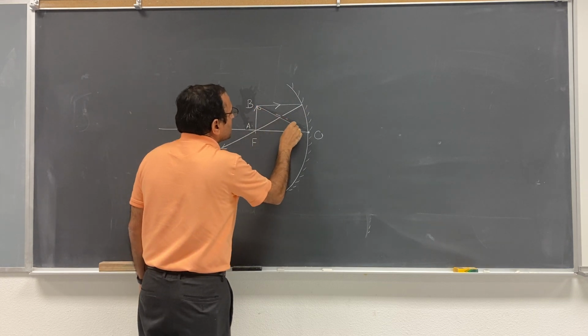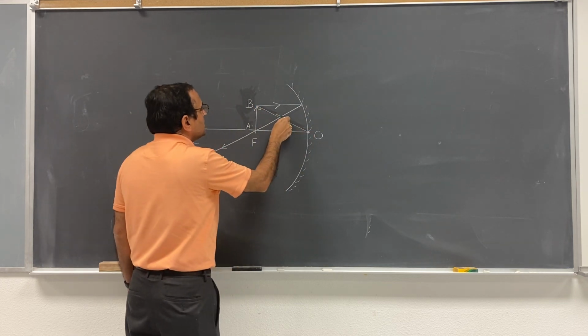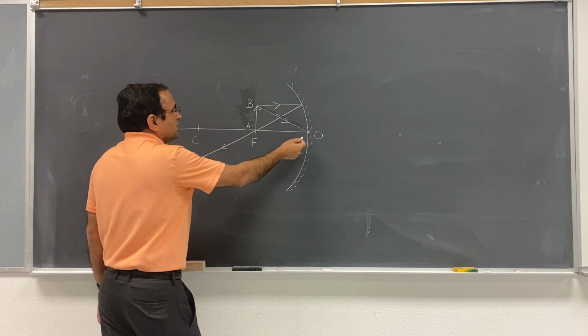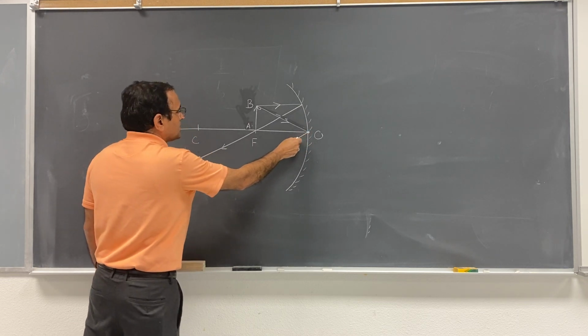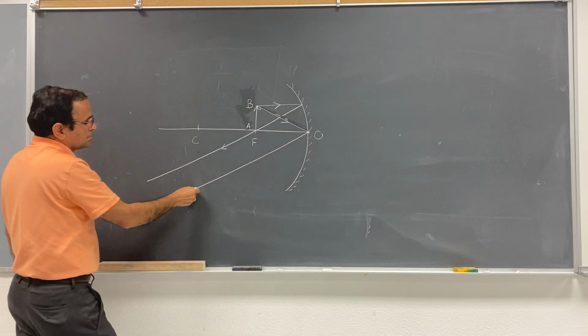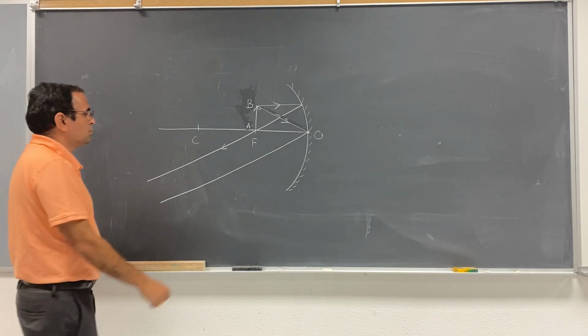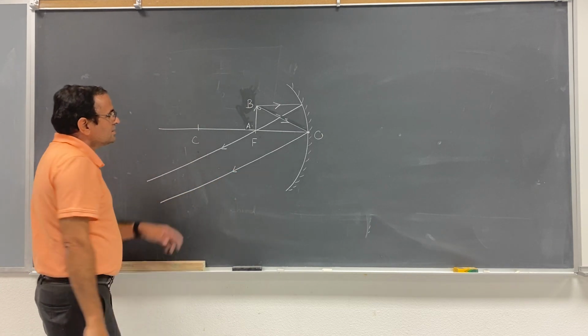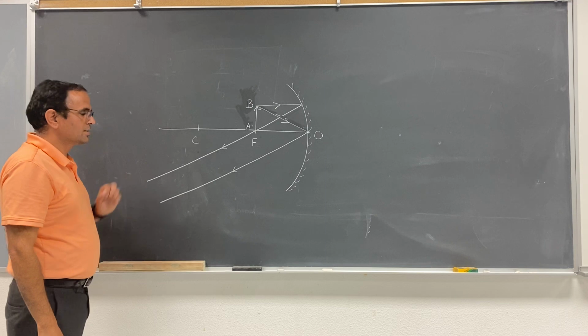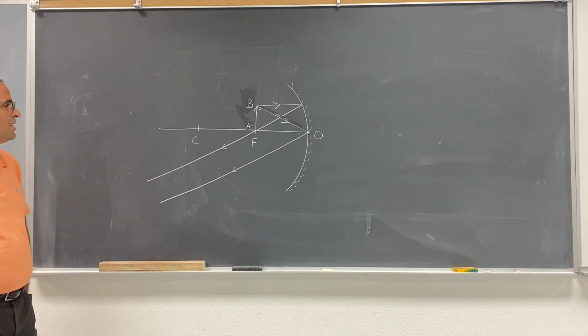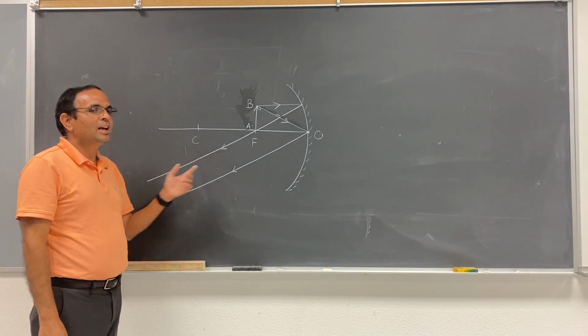Right there. This is the incident ray, and the reflected ray goes like this. You can use the ruler and protractor, okay? So look at this. These 2 reflected rays, they are parallel.